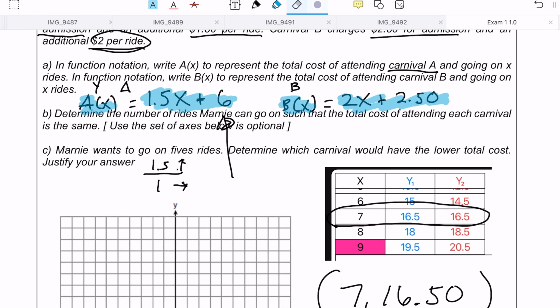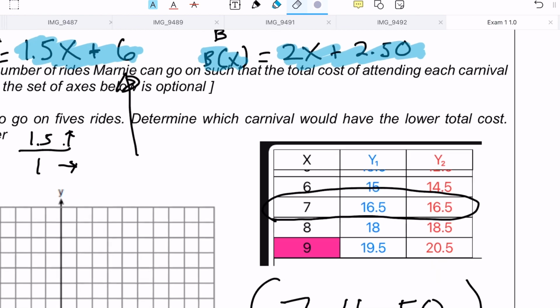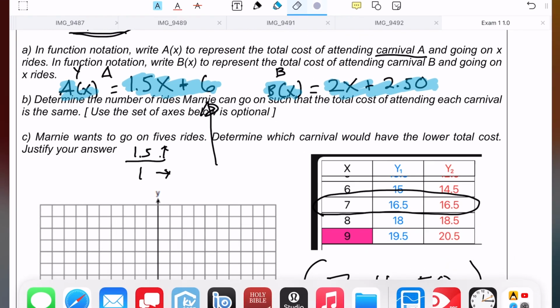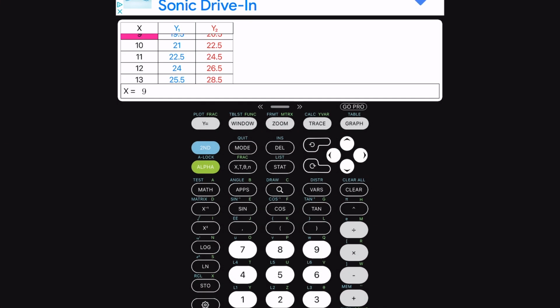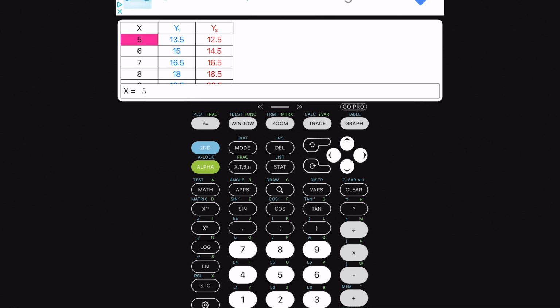Okay, part C. Marnie wants to go on 5 rides. Determine which carnival will have the lower total cost. Well, if you want to go on 5 rides, we go back to the calculator. At 5 rides, y1 is going to be $13.50, while y2 is $12.50.